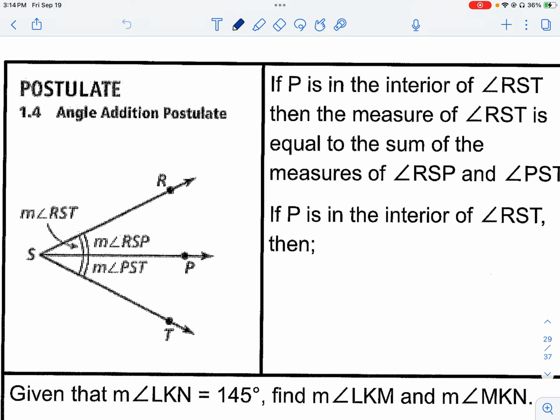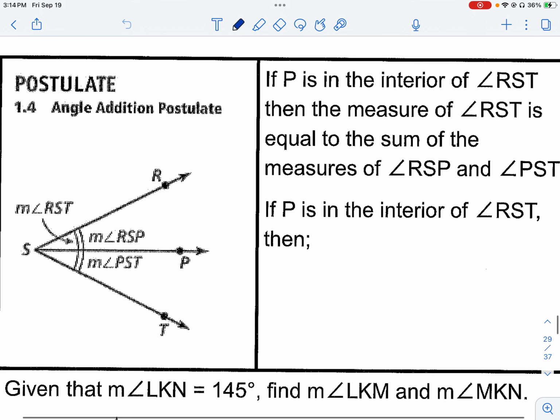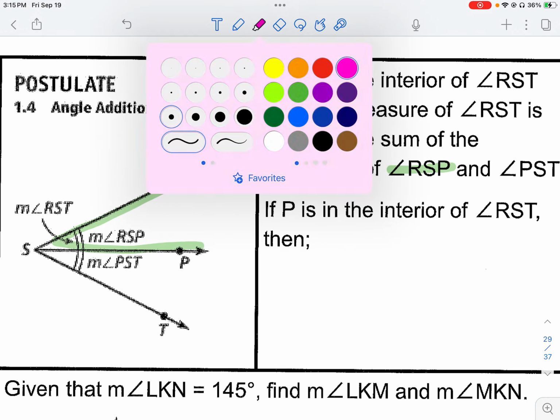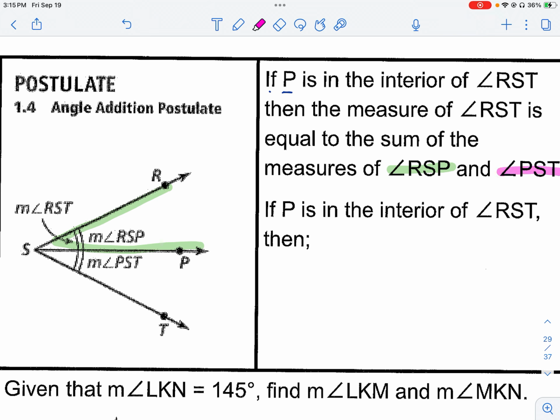All right, so let's talk about the angle addition postulate. The angle addition postulate is the angle version of the segment addition postulate, which tells us if P is in the interior of angle RST, then the measure of angle RST is equal to the sum of the measures of angle RSP and PST.